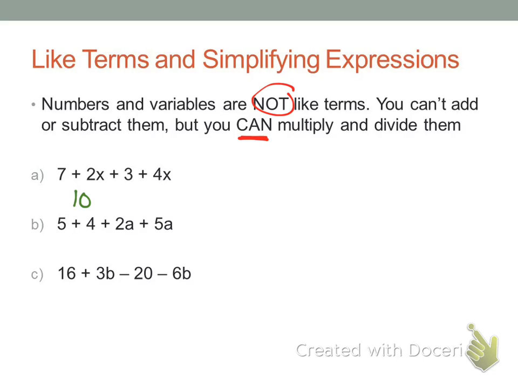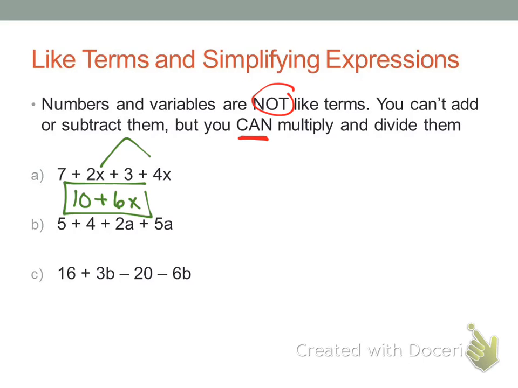And now, can I add 2x and 4x? Yes, to make 6x. And now, that is my simplified answer because, again, I cannot add a number and a variable together. I can multiply. This is multiplication, right? 6x. I can multiply a number and a variable, but I cannot add or subtract.